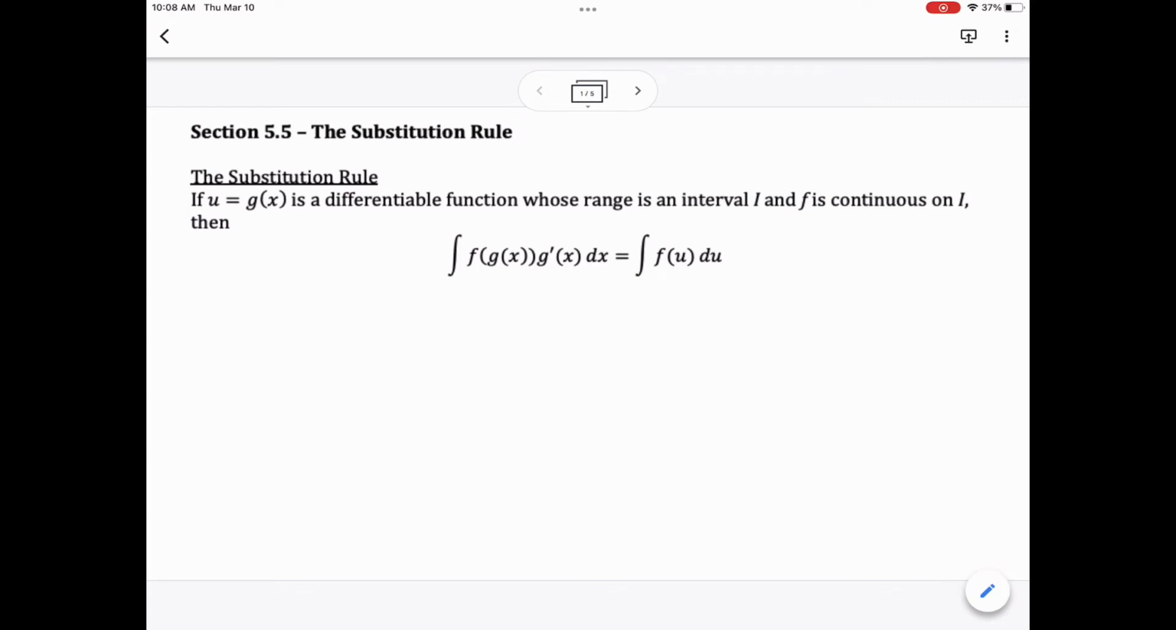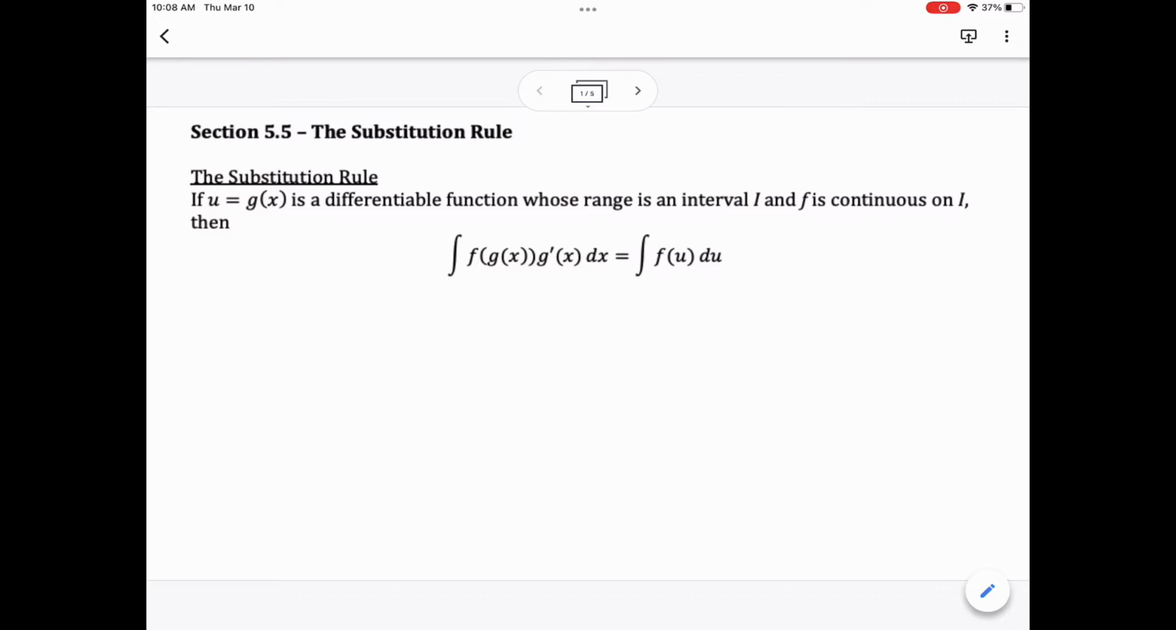Today's lesson is over section 5.5, the substitution rule. Now here, when we're taking integrals, and we kind of alluded to it in part of 5.4, sometimes we're going to have the chain rule involved in the integral, and we have to be able to adjust based on what the chain rule would be for that function.